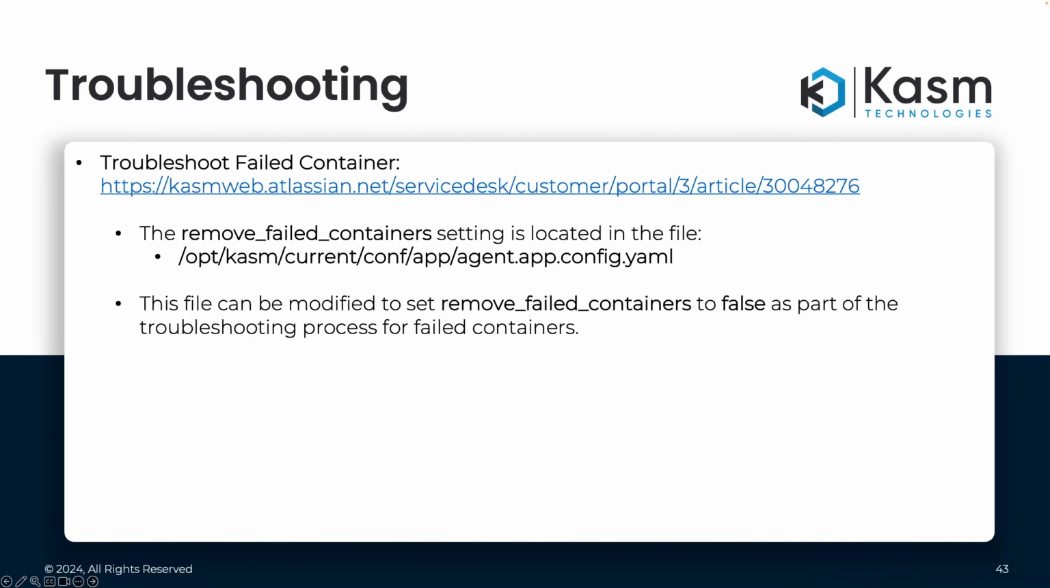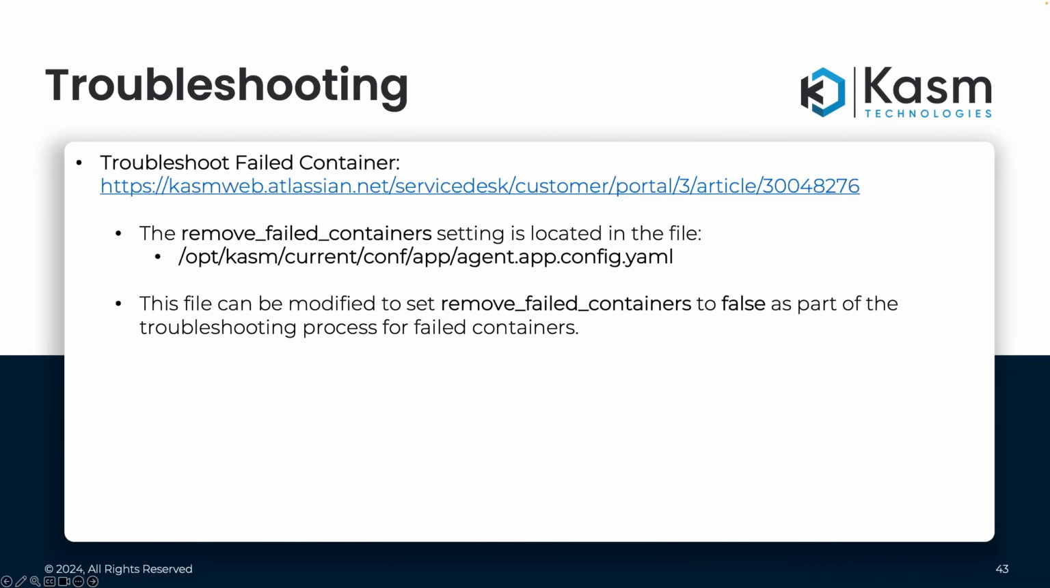Troubleshooting failed containers. So, showing you how to run a Docker image in standalone mode gave you the ability to review the Docker logs directly. Now I'll demonstrate how you can do that when launching Workspaces via the Kasm console. But first, what we need to do is turn off our remove failed containers setting, which is located in our agent app config.yaml file, by setting it to false.